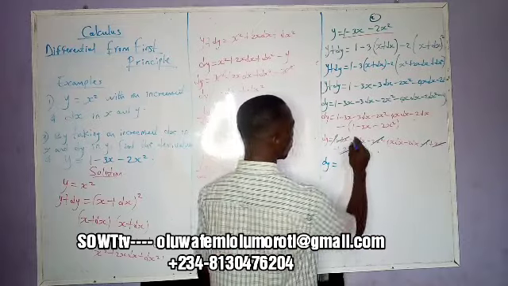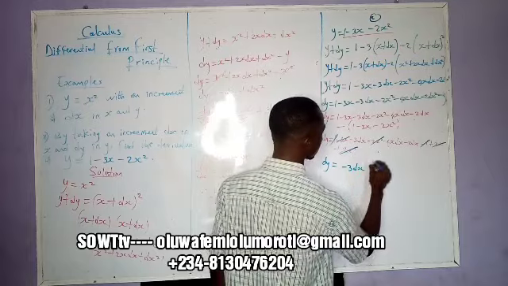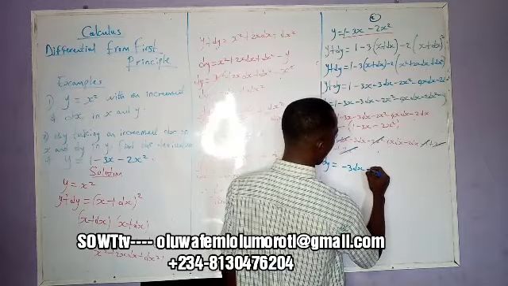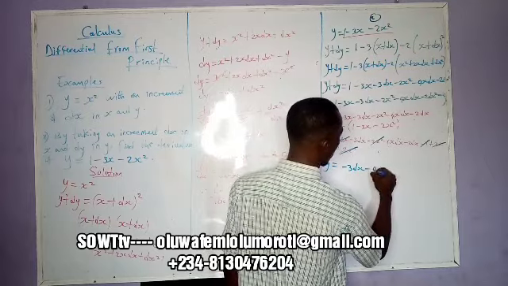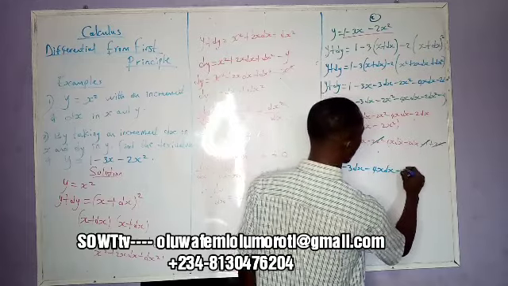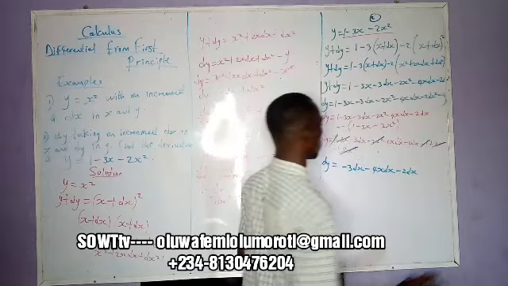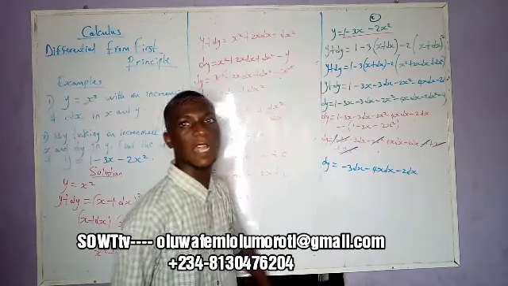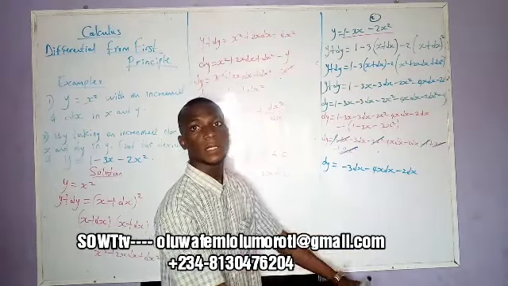So we are now left with dy equal to minus 3 dx minus 4x dx and then minus 2 dx squared. That's all.